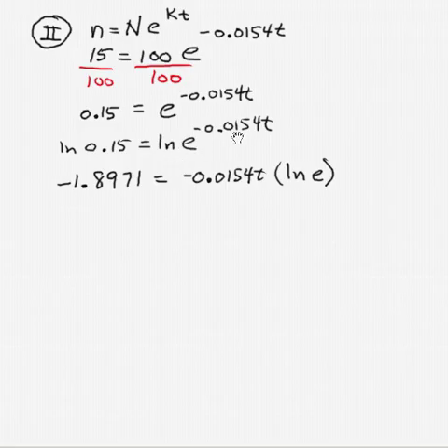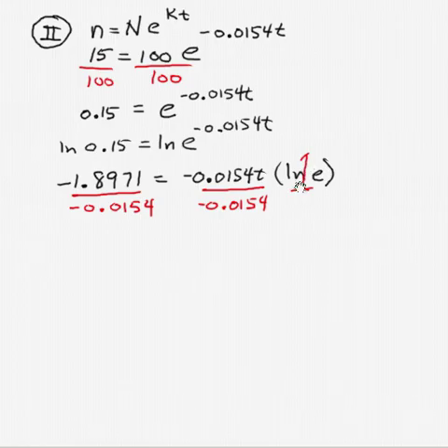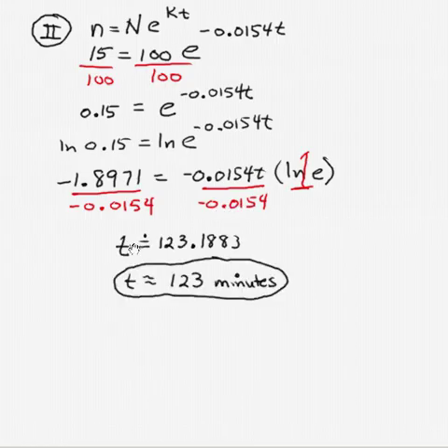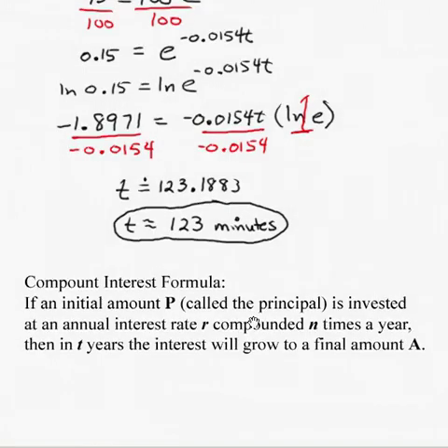The log of a number raised to a power is that power times the log of the number. Don't forget the natural log of e is 1. And if we divide by negative 0.0154, we will find out what t is. And if we round that, that's approximately 123 minutes. So just look for the directions to see if we want it rounded, or 4 decimal place accuracy would be 123.1883 minutes.